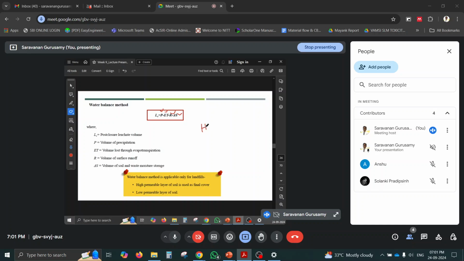You can see one method called the HELP software, or what we can say, a model, the HELP model. This HELP model is used to evaluate the leachate quantity from landfills. That model uses this water balance method formula in its calculation. So we need to give all the meteorological conditions like how much rainfall, how much wind velocity, and solar radiation to calculate evapotranspiration, and all the meteorological conditions we have to give as input to the model. It will calculate how much leachate is generated.